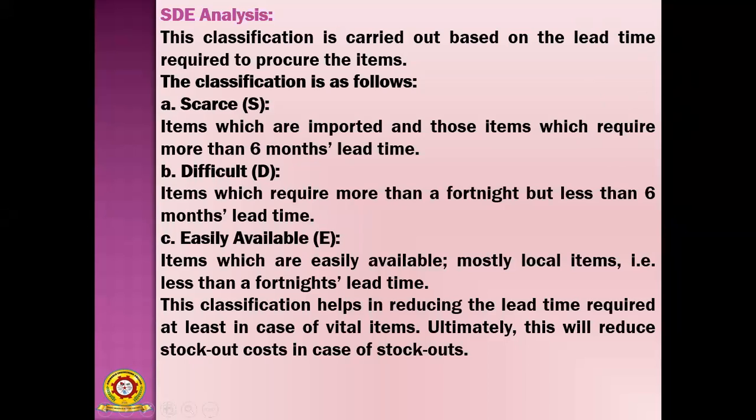Okay. Then next one is easily available, E. So items which are easily available, mostly local items, less than a fortnight's lead time. Okay. So very less lead time. That means they are easily available in the market. Mostly local items, just a 1 day issue or 2 days issue. So this classification helps in reducing the lead time required, at least in case of vital items. Ultimately, this will reduce stockout cost in case of stockouts.